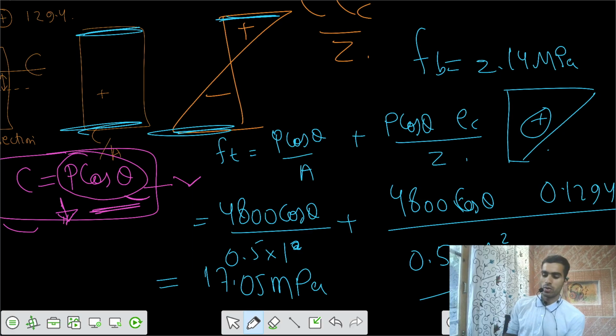So this was a beautiful problem. Now we can take one more problem that's having point loads at third points. Let's go for that.